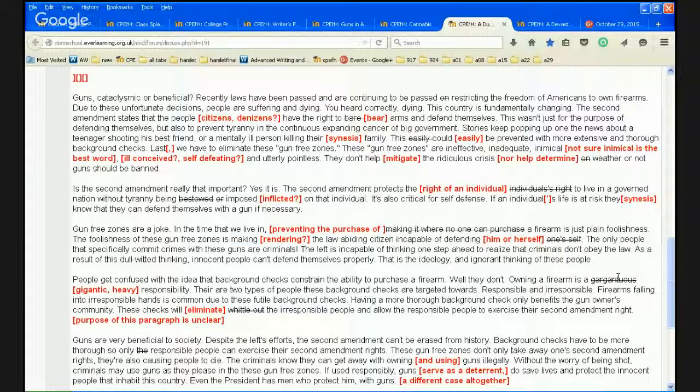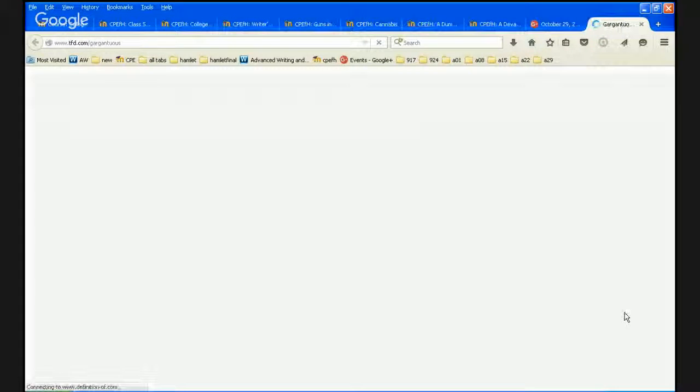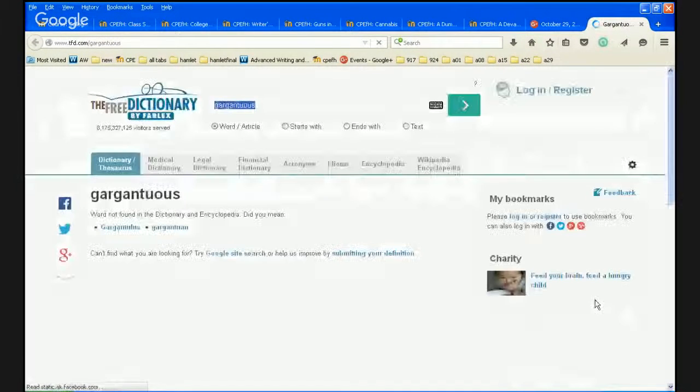Okay, gargantuous. I couldn't find it anywhere. It means it's very big. It's a synonym of gigantic, heavy, colossal. Very good. Go to Google.com and just search it. You can do that right now. Search it and you'll find it. Okay, I don't doubt you. I just couldn't find it in my dictionary. And so gargantuous, if you really want it, then by all means.